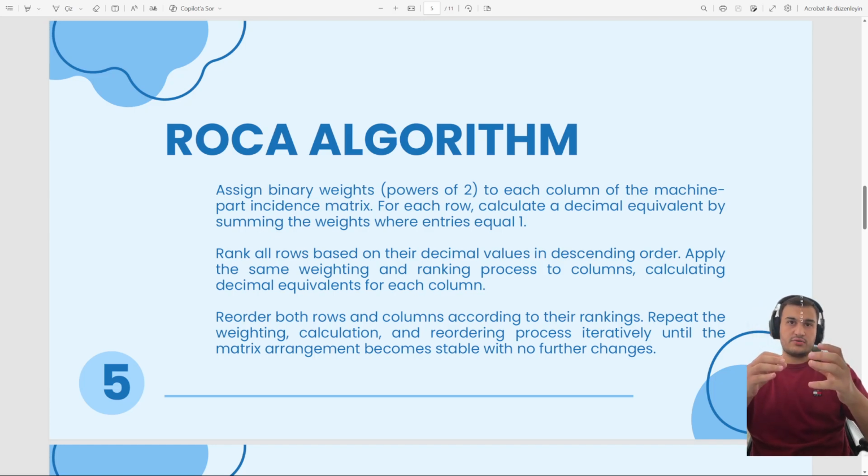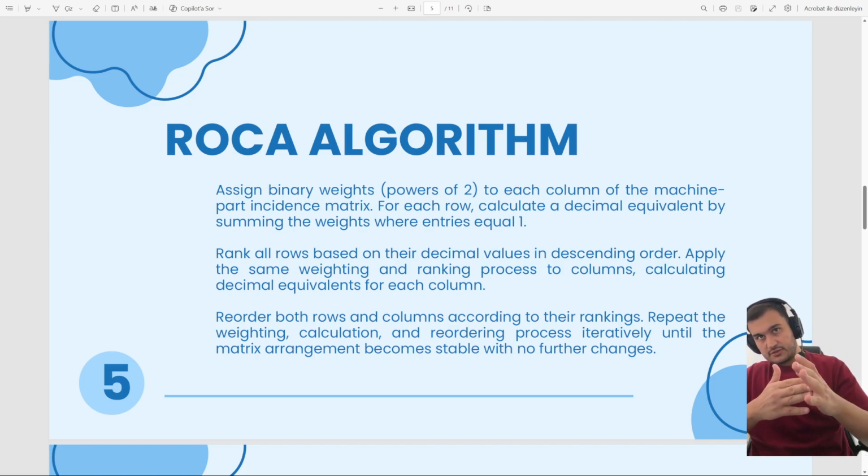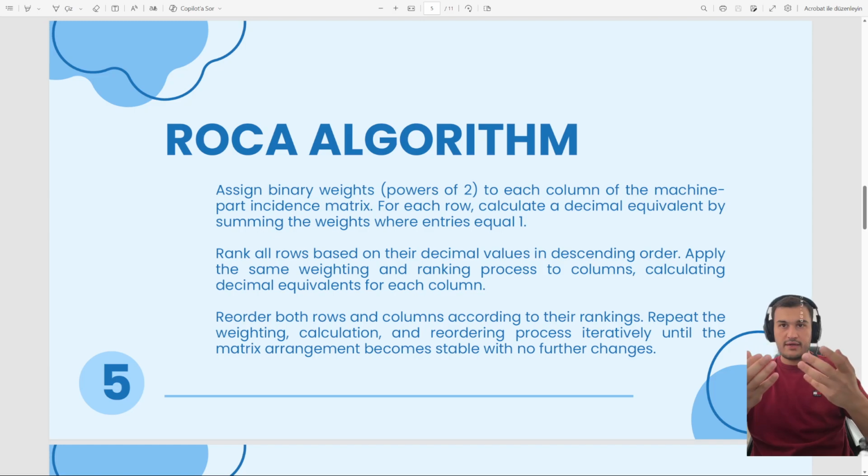The third step is you rank all the rows based on these calculated decimal values in descending order, similar to the DCA. And finally, you are going to show the final matrix, and it's going to be an optimal flow.